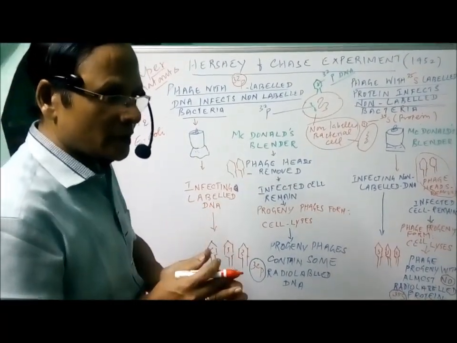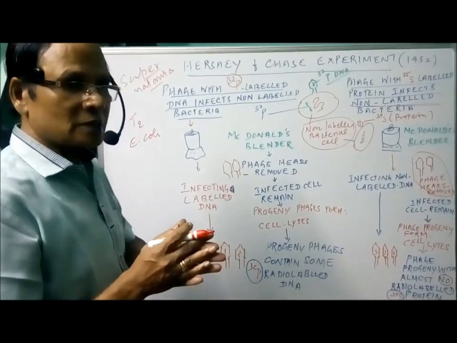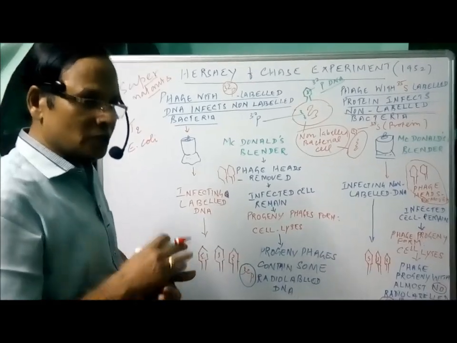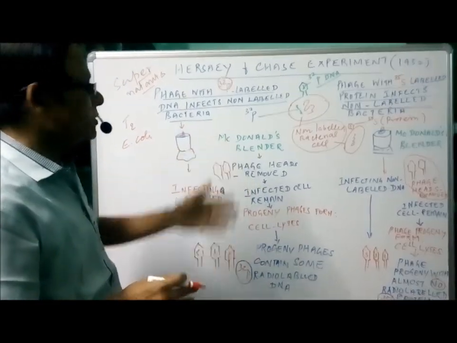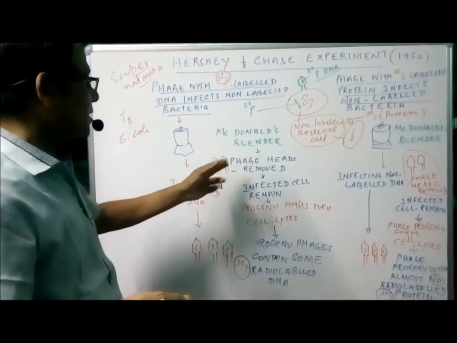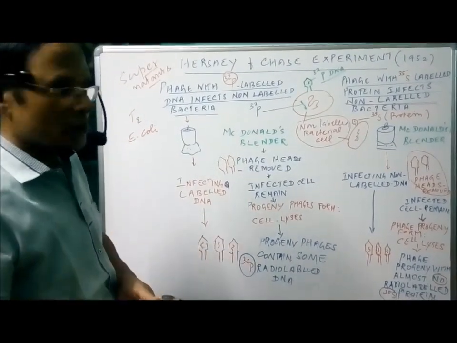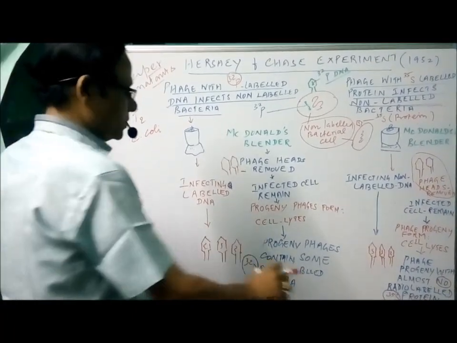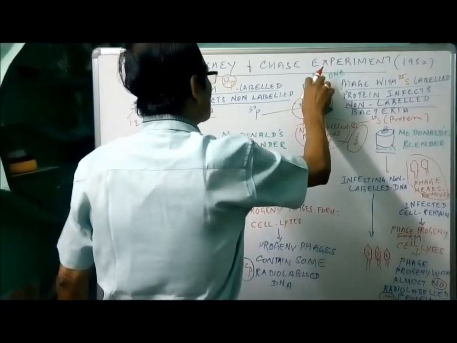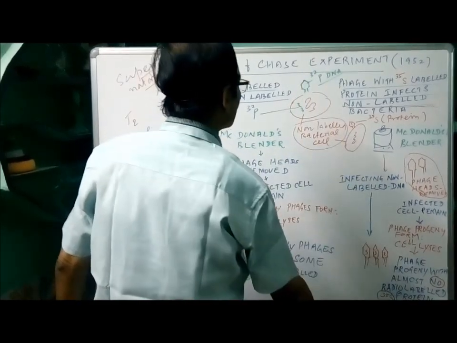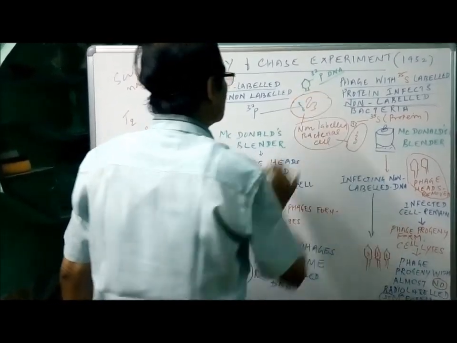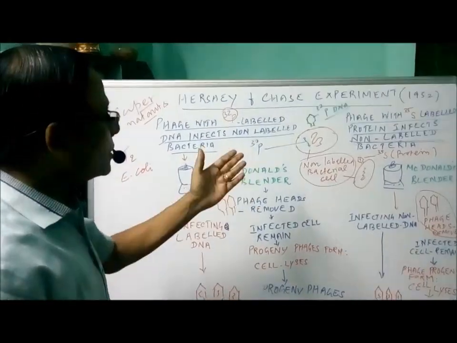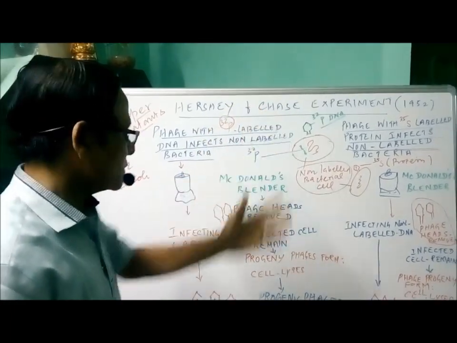Now the infected cell remained, and before it lyses, it was agitated gently using the McDonald's blender to loosen the capsid or the phage particles from that infected bacteria. Now this phage is removed. See that when the DNA enters, by means of blending, gentle agitation, only the DNA entered and the non-labeled protein coat remains outside.